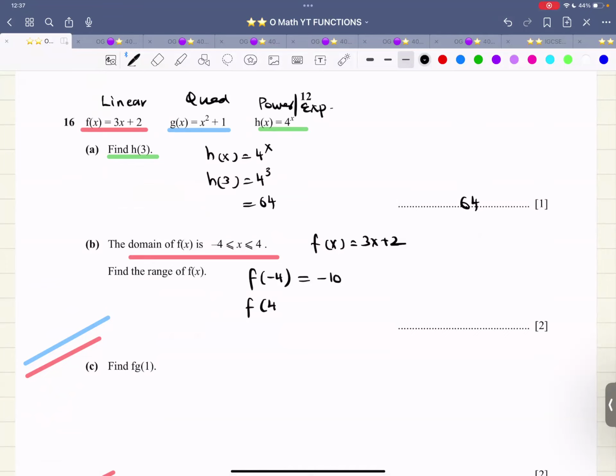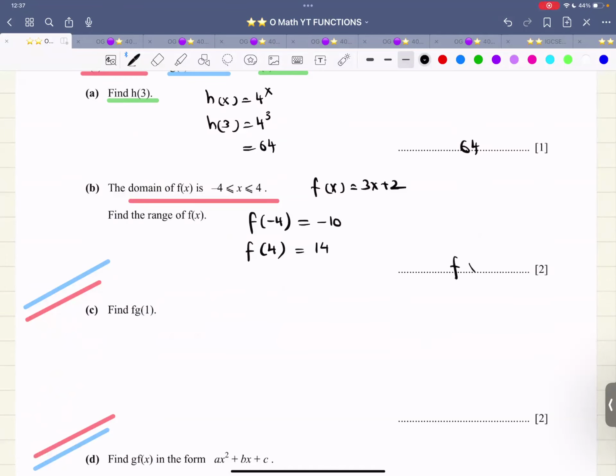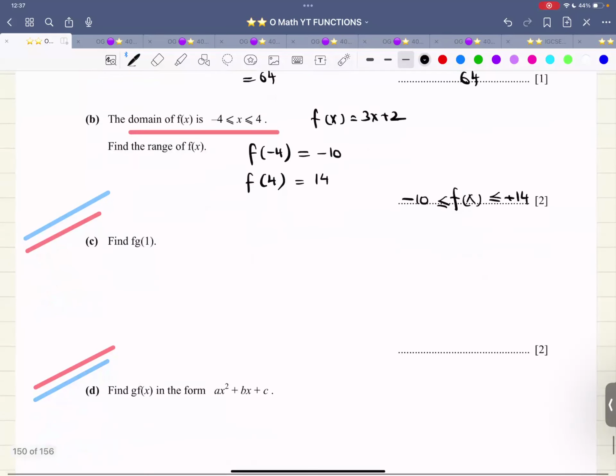And f of 4, 3 4s are 12. 12 plus 2 is 14. Highest value is 14. Lowest value is negative 10. So this is -10. This is plus 14. That's the range. Find f of g of 1.